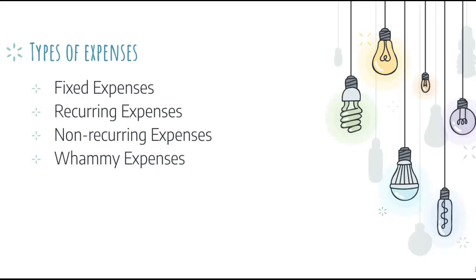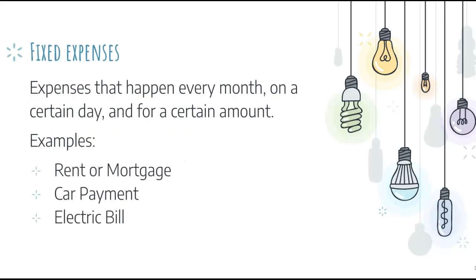There's 4 types of expenses we're going to talk about: fixed, recurring, non-recurring, and whammy expenses. And whammy is just kind of a funny word for emergency expenses. Fixed expenses are expenses that happen every month, like clockwork. They happen on a certain day for a certain dollar amount. And some examples of those are rent, your car payment, and your electric bill if you're on an average payment plan.